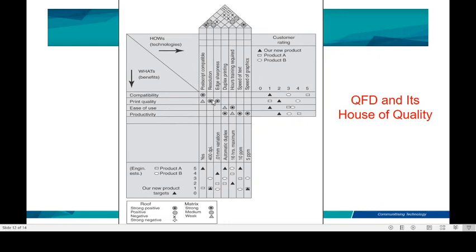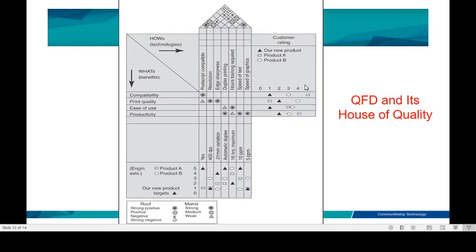Then over here on the far right is the customer rating. How does the customer rate the proposed new product? Your new product, the black triangle here, you need to put a rating, either 0 to 5. The best is 5, which is excellent, and 0 is poor. You need to compare your new product with the current products in the market, which we call product A and product B. Product A is the square and product B is the oval shape. So you need to compare, and you can put it here.